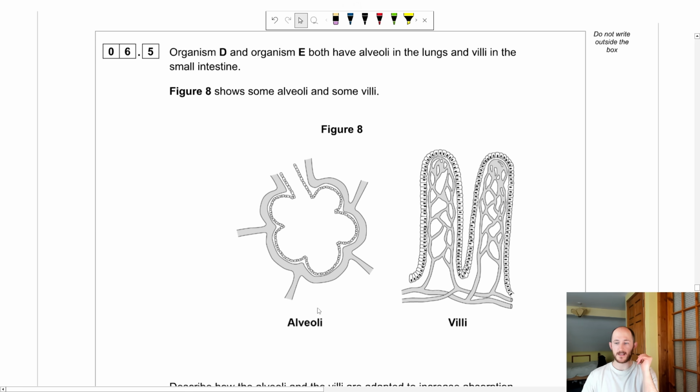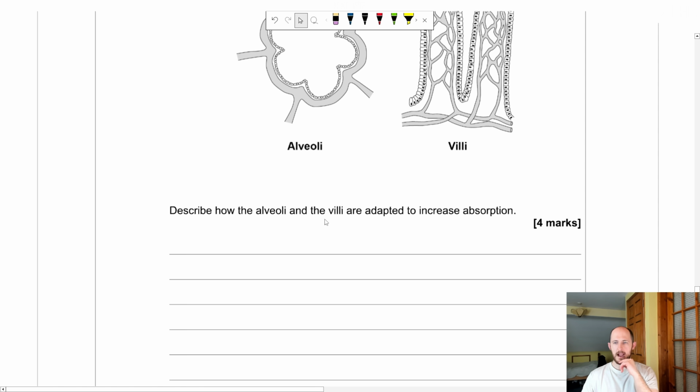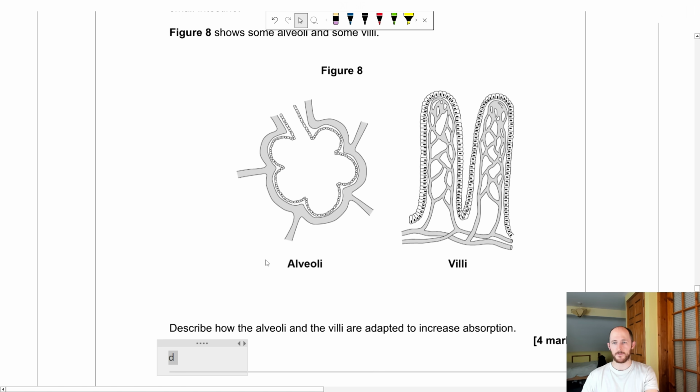So I've already seen it says alveoli and villi. I know exactly it's going to talk about some diffusion. So we have alveoli in the lungs and villi in the small intestines. So how are they both adapted to increase absorption? Well, luckily for us, they're adapted in the exact same way. Maximize surface area, very thin, good blood supply. That's all we basically need to talk about.